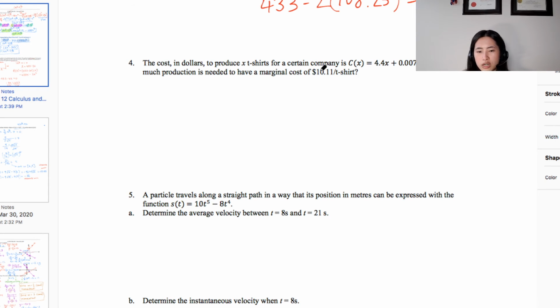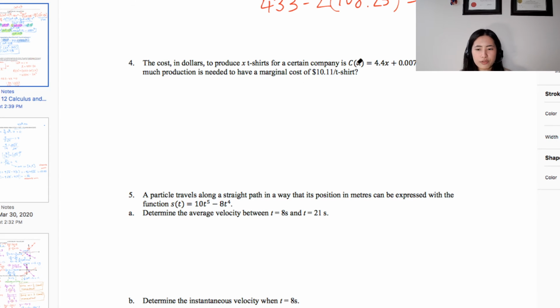Okay, so first of all, the reason why they're saying it's marginal cost is because it's the cost of producing an extra quantity or one quantity in general. So if you have this function, C of x, right? And guess what? Because we're optimizing, right? It says how much production is needed to have a marginal cost of this.